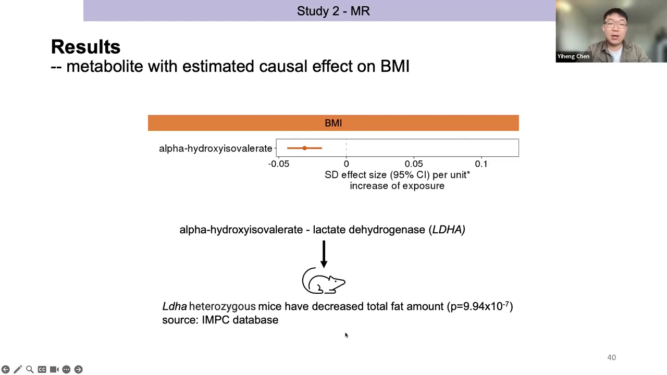And this gene, if we knock it out in the mouse model, those heterozygous mice have decreased total fat amount, which is kind of consistent with our observation that metabolites could be the mediator of the genetic effect on obesity or anthropometric traits.